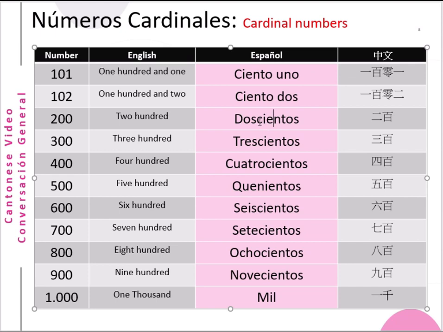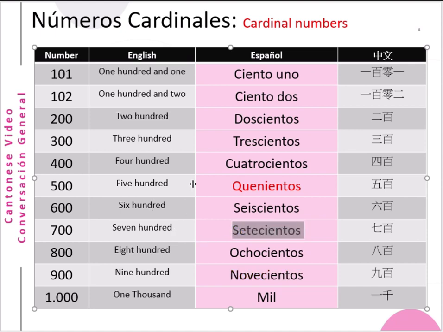200, doscientos. 200 is actually from two words, dos and cientos, and for cientos we have to add an S, and then we combine these two words together, and we get one word, doscientos. 300, trescientos, 300 also comes from these two words. 400, cuatrocientos. 500, quinientos, this word is special, we don't add cinco y ciento, we just change it into one word, quinientos. 600, seiscientos.